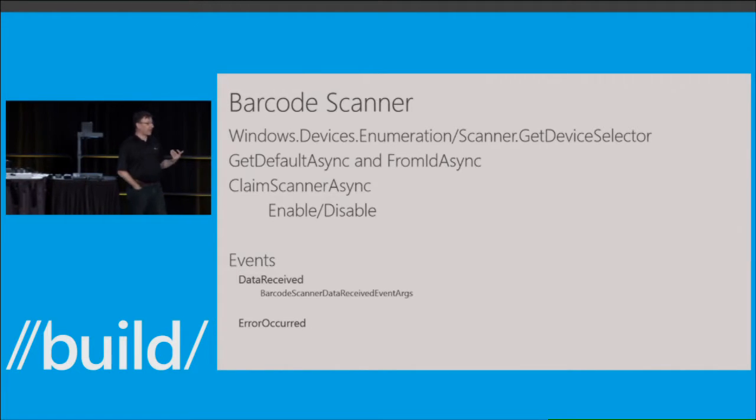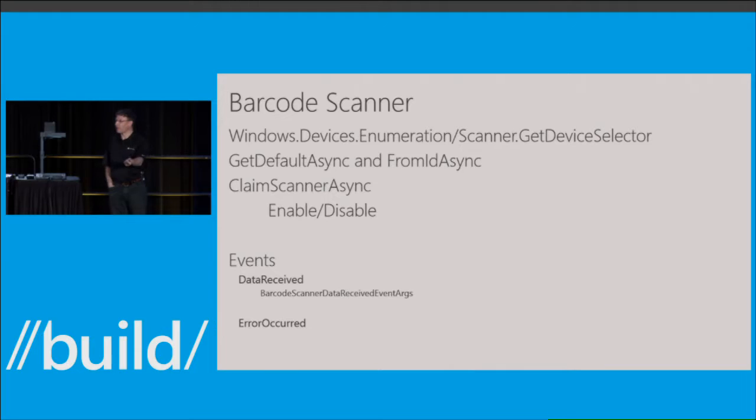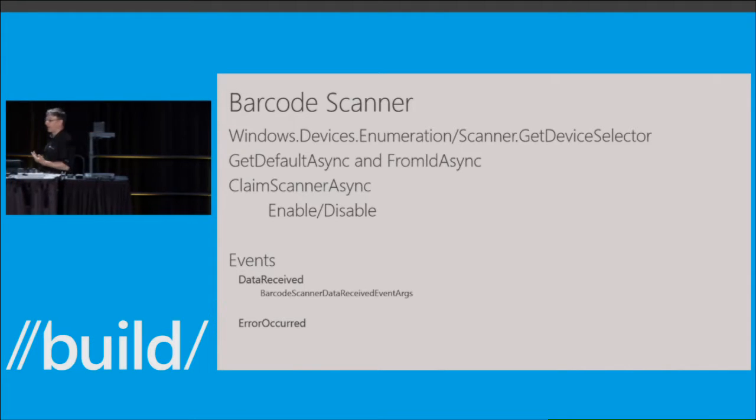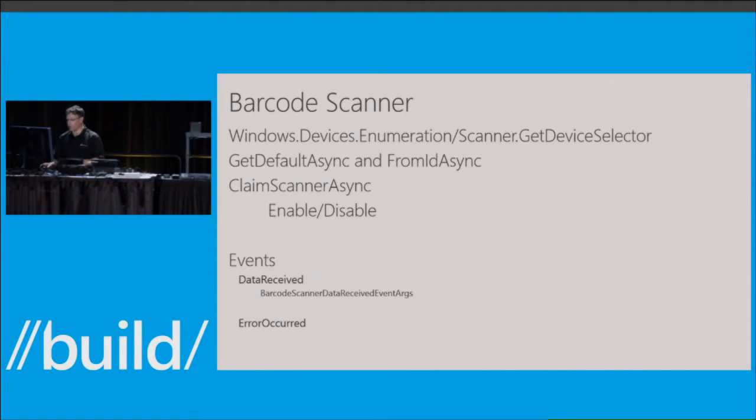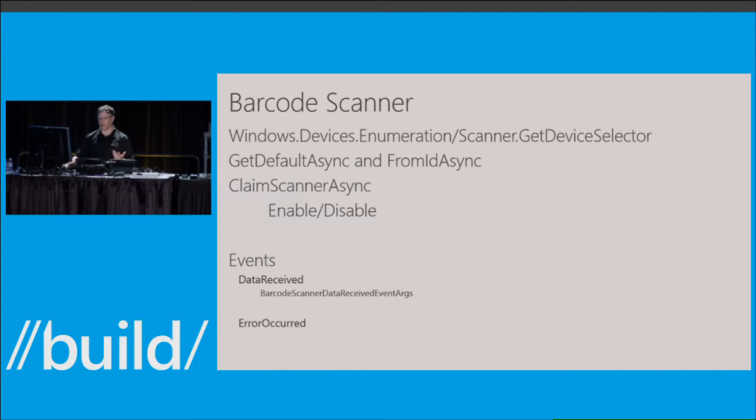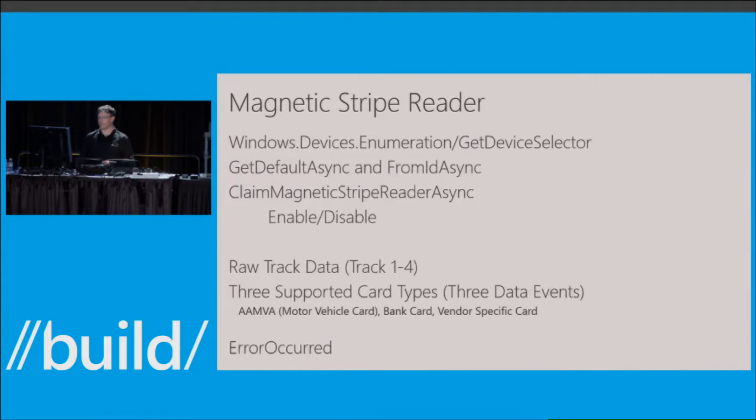So as a developer, you can look at what type of barcode this was, what was the original data that came off that barcode read, and if that data can be translated into a string, I get that string data back as well. All right, so that's the format of the barcode scanner. You also get an error occurred event in case there's any kind of error as part of the read.